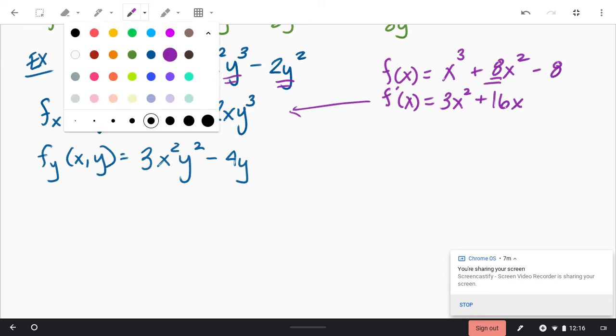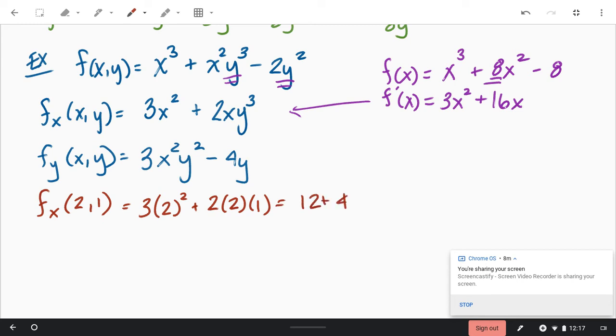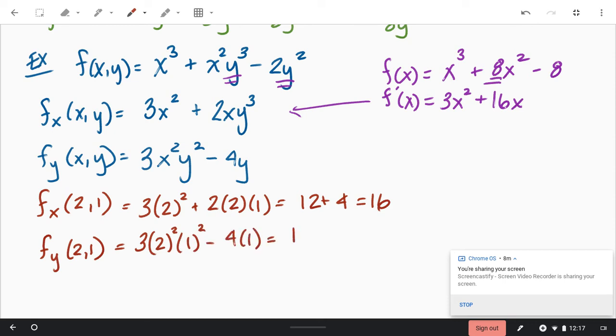We can evaluate these at specific values too. So if we wanted the partial of x at (2, 1), then that would just be 3 times 2 squared plus 2 times 2 times 1, right? So we would get 12 plus 4, which is 16. If we did the partial of y at that same point, we'd have 3 times 2 squared times 1 squared minus 4 times 1, which is 12 minus 4, which is 8.